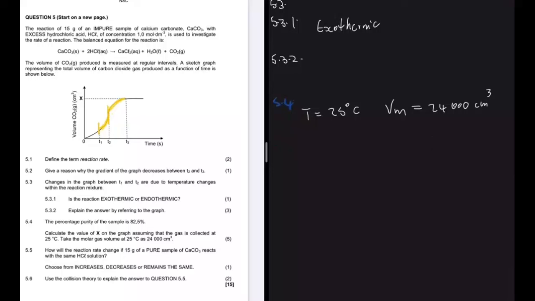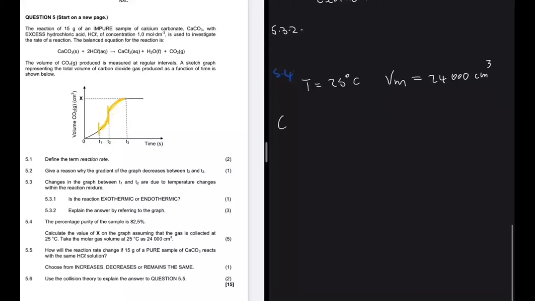So we're supposed to calculate the volume of CO2 at X. You can see that at X, that's where the graph starts flattening out, right? So what does the graph flattening out tell us? It tells us that at X, the reaction is complete, right? But then we have CaCO3, calcium carbonate plus 2HCl, right? We know that the HCl is in excess, so the reaction will complete when the calcium carbonate is depleted.